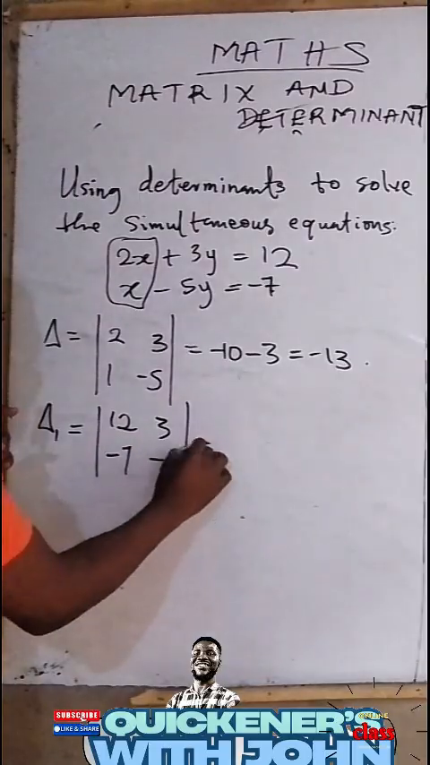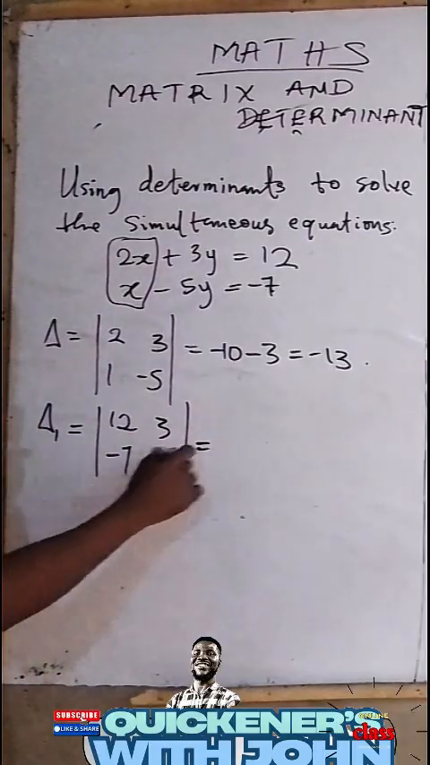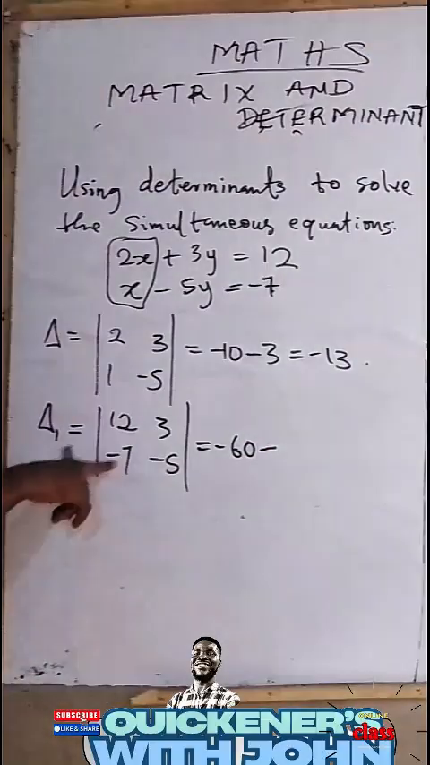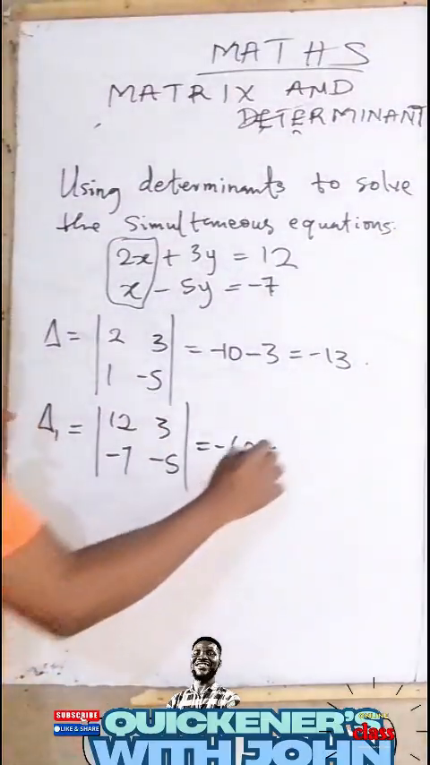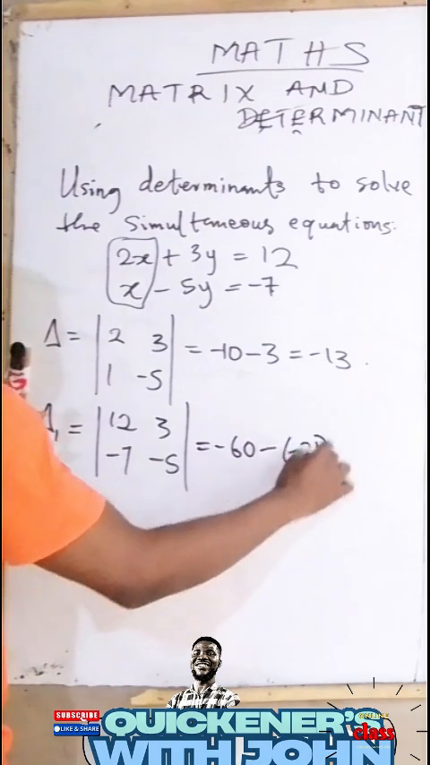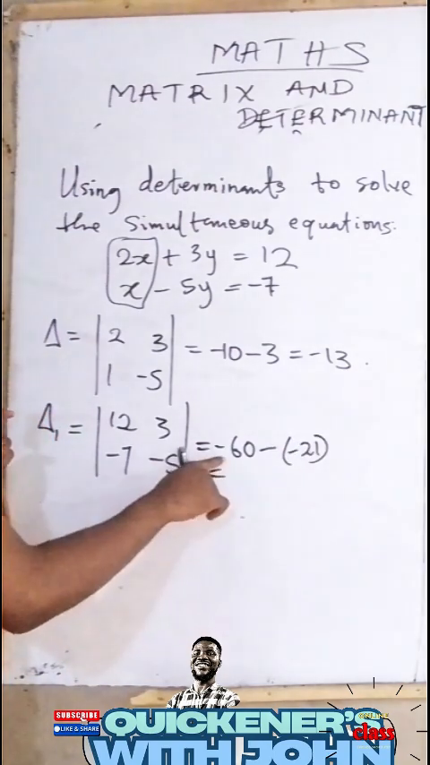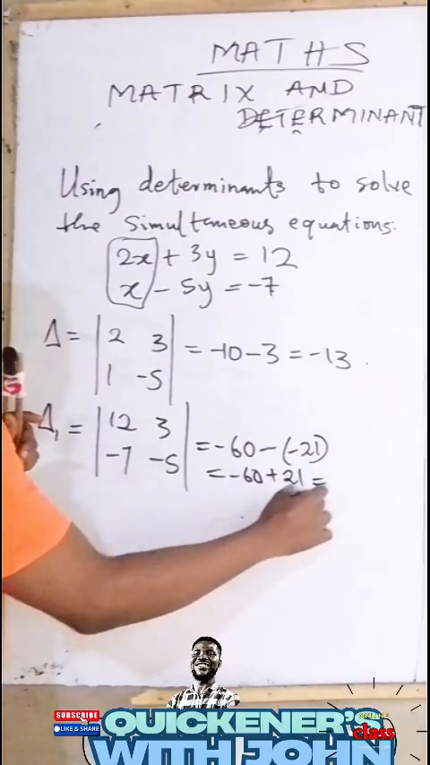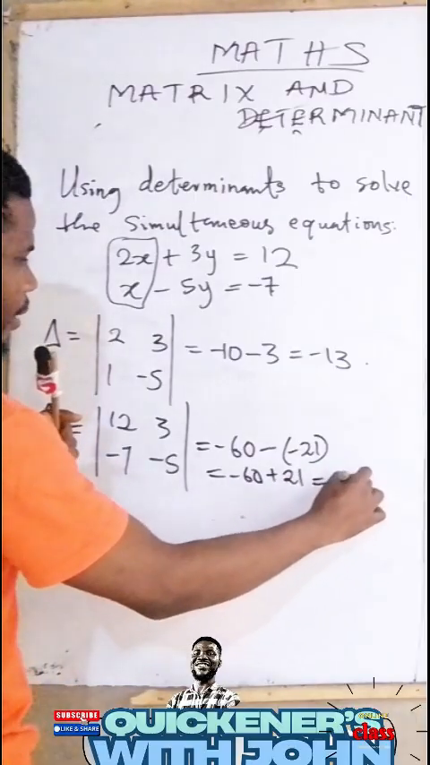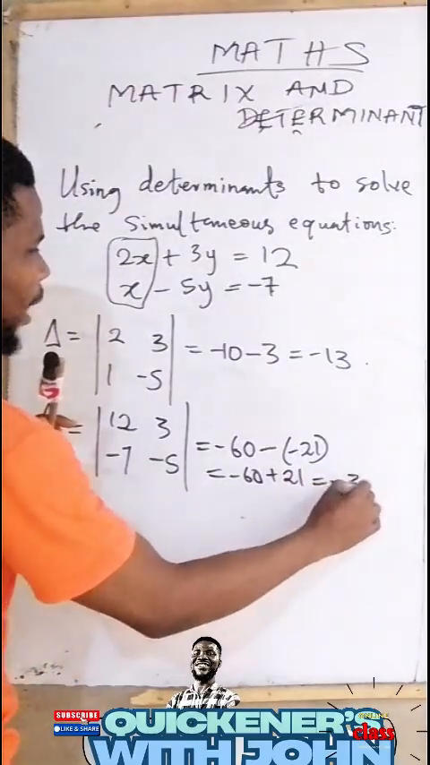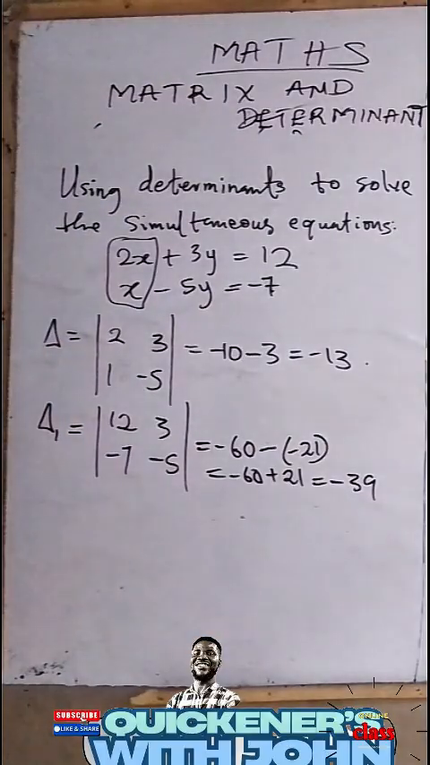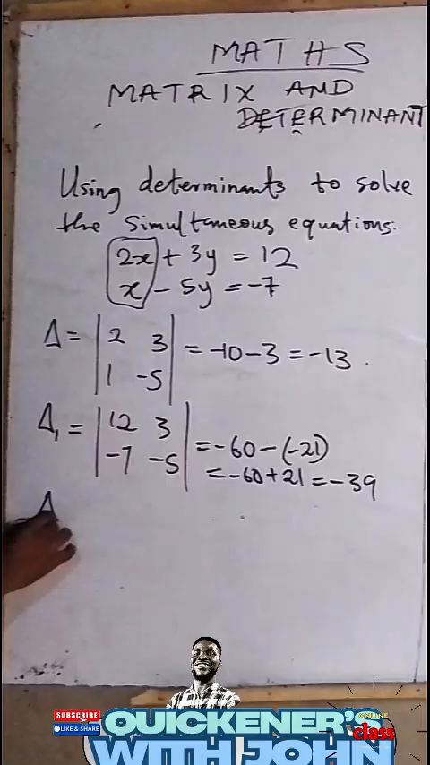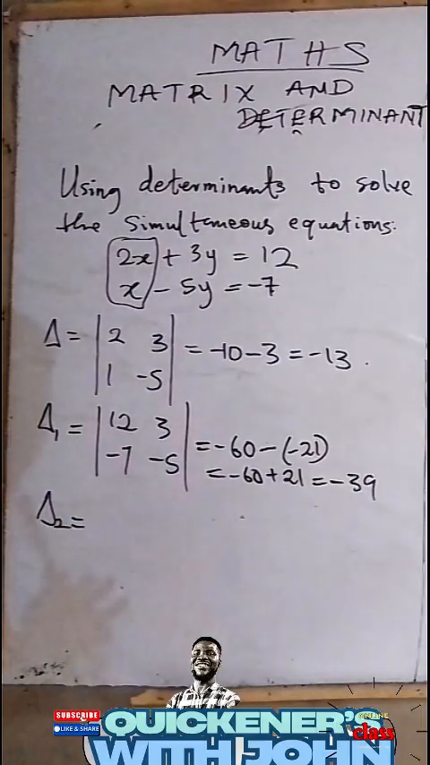Okay? So what we have? 12 times minus 5, that's what? Minus 60. Then minus 7 times 3, that will be what? Minus 21. Okay? So what is it now? Minus 60. Minus times minus plus 21. Your answer will be what? This should be 39. Okay, minus 39. Minus 39. Can you see that now? Now, the next determinant we are getting now, this determinant will be using it to get the value for y.